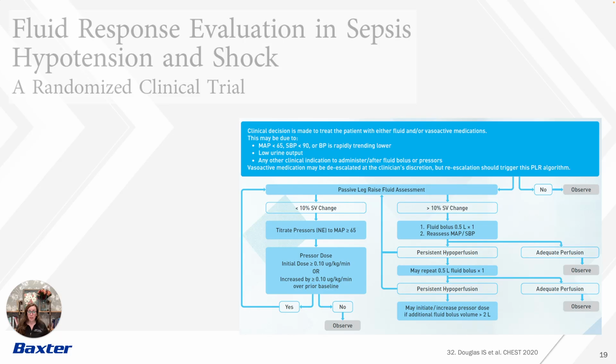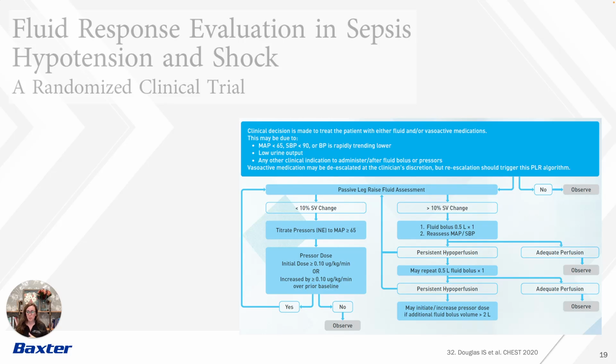So after that point in the PLR group, if the MAP was less than 65, systolic was less than 90, blood pressure rapidly trending lower, oliguric, or really if there was a sign or symptom of hypoperfusion prior to getting any more fluid, they would get a PLR. If they were not fluid responsive, they moved toward the pressor arm, and you can see that on the protocol on your screen. If they were fluid responsive, they had a protocol for giving the patient more fluid.